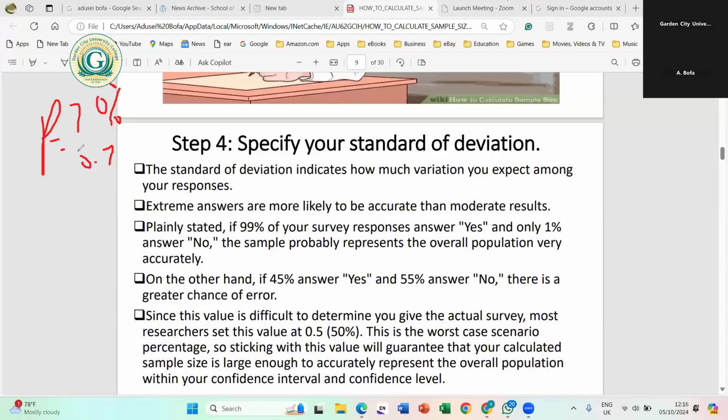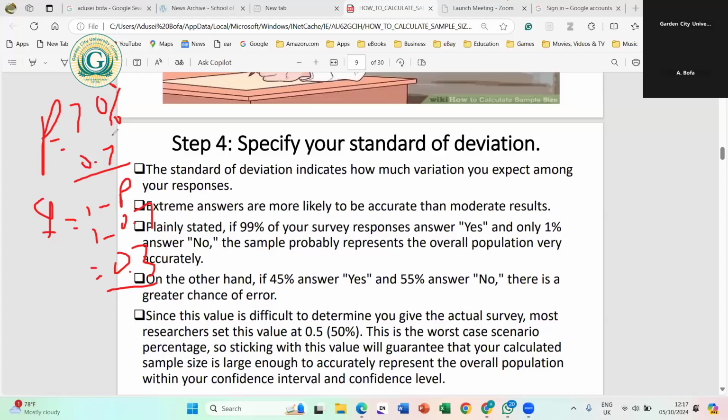Then you can go and use that 0.7, and Q, which is equal to 1 minus P. In this case, it will be 1 minus 0.7, and that will give us 0.3. So for this research, your P will be 0.7 and your Q will be 0.3. Why use 0.7? Because someone has already done the work and given us that proportion of those who are experiencing that phenomenon or illness. So we are fortunate, we are good to go.